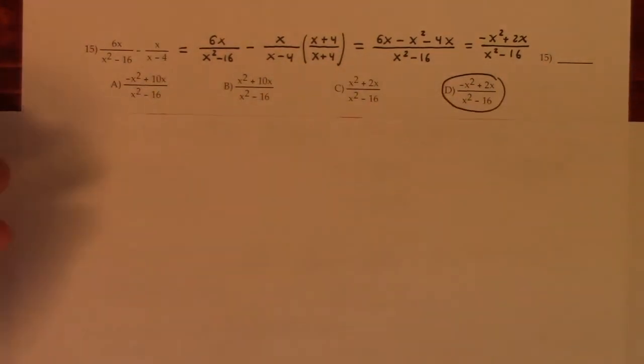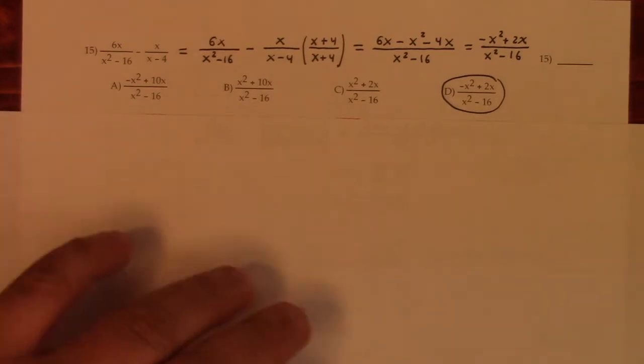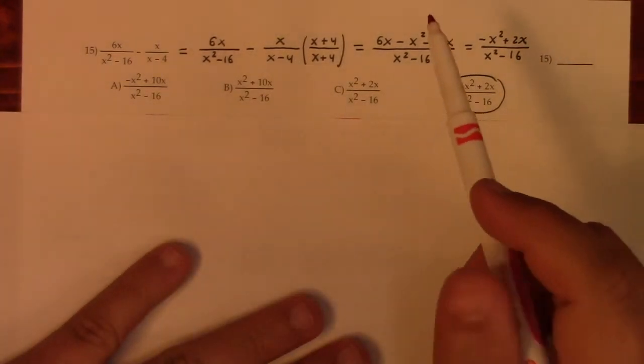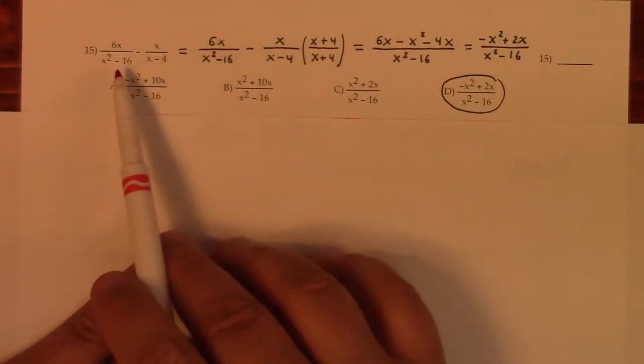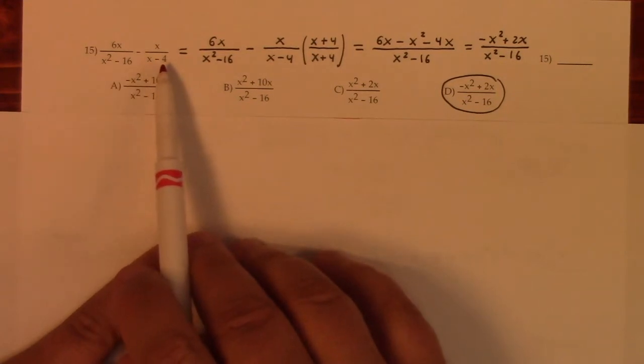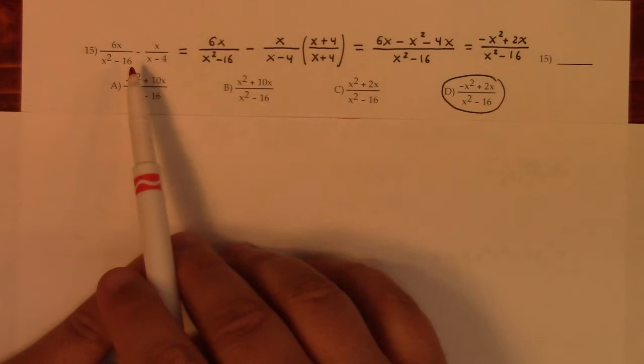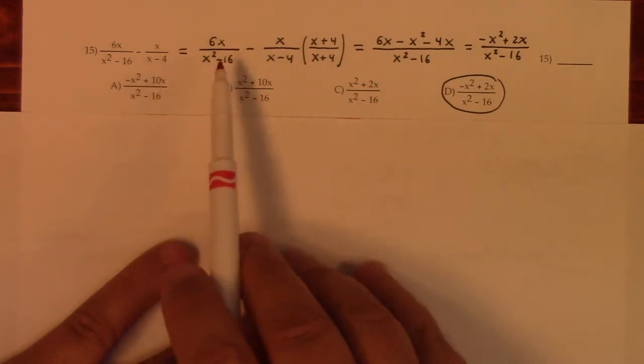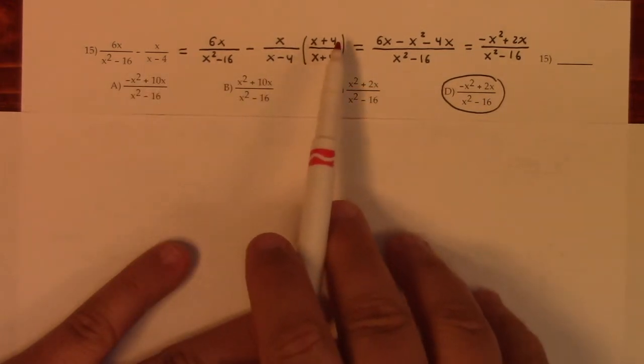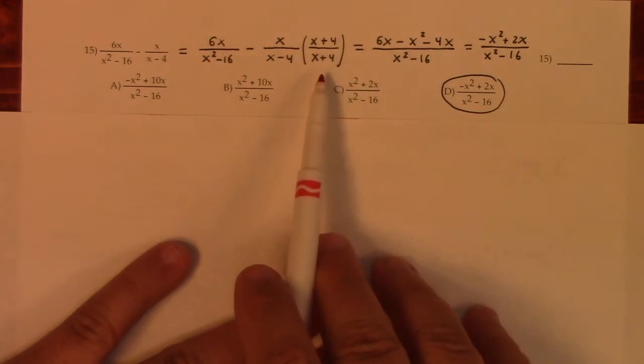Here, cross multiplication is not a good idea because there is a common factor shared here. X squared minus 16 has x minus 4 as a factor. So rather than using cross multiplication, what I'll do is change the second fraction so that it looks like the first by multiplying by x plus 4 over x plus 4.